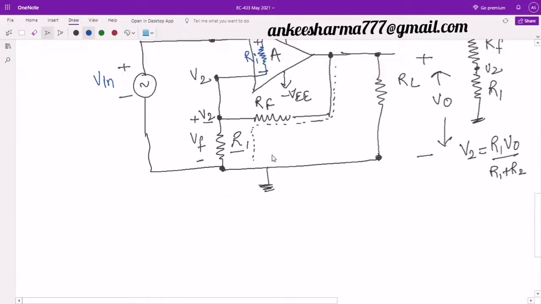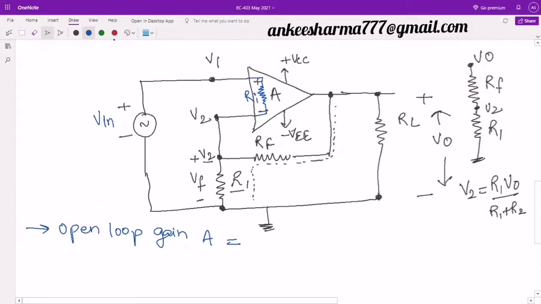So let's derive a few things over here. Before moving to derive a few things, I want to add a few terminologies over here. One which we have studied is the open loop gain. So what was open loop gain? Anyone? It was denoted with the value A, and A was equal to, what was open loop gain?